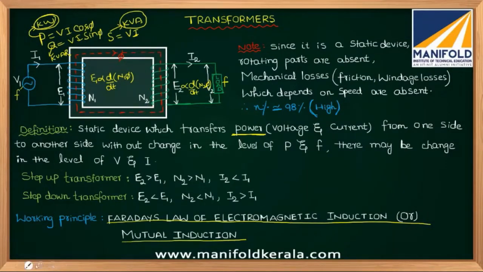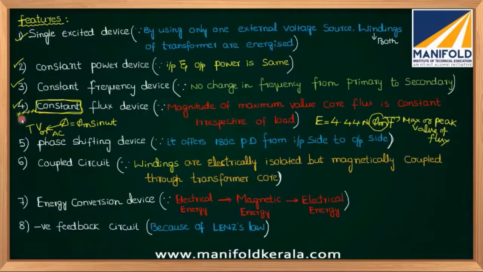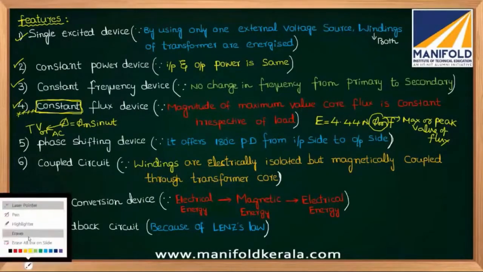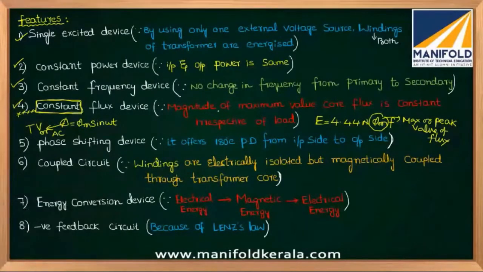Okay, guys. So now tell me, is this point clear? Is there any doubt in this fourth point, guys? I had given the explanation also. Reason: magnitude of maximum value of core flux. You should write it as of here. The magnitude of the maximum value of core flux is constant irrespective of load changes. That's the reason why you can call the transformer a constant flux device. Is it clear?